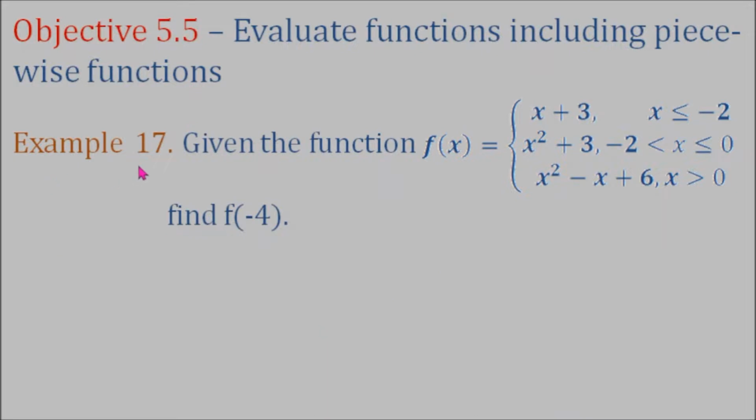Example number 17. Given the same function, find f of negative 4. So negative 4 is in this domain. So that means we are going to evaluate x plus 3 at x equals negative 4. So therefore f of negative 4 equals negative 4 plus 3. And negative 4 plus 3 is negative 1.